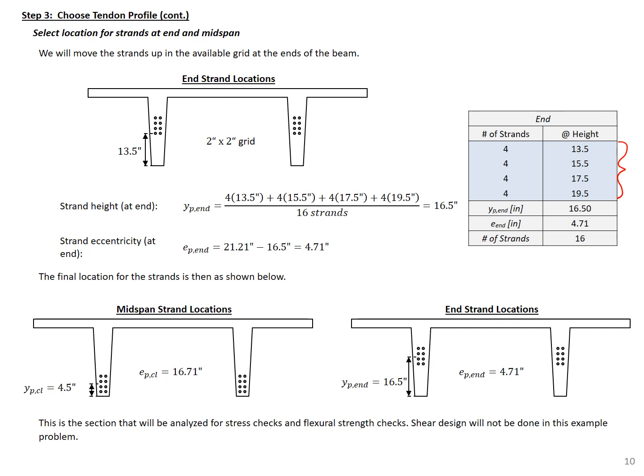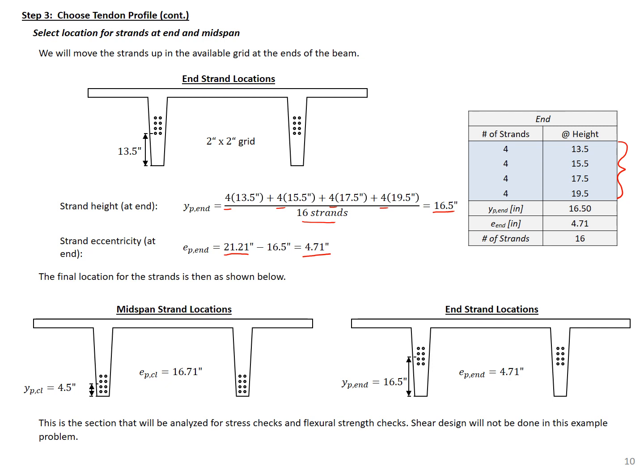Again, I'm going to do a weighted average. So my 4 strands at the 4 different heights divided by 16 total strands gives us a YP at the end of 16.5 inches. I can then find the strand eccentricity at the end by taking the distance from the bottom to the centroid of my double T section minus this 16.5 inches, which will give us a value of 4.71 inches. So you can see now our section that we're going to analyze.